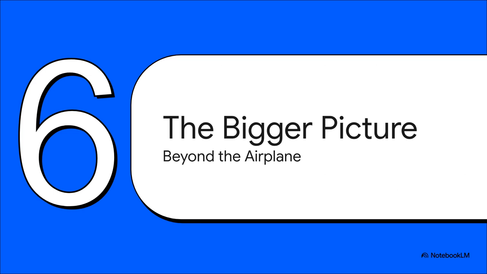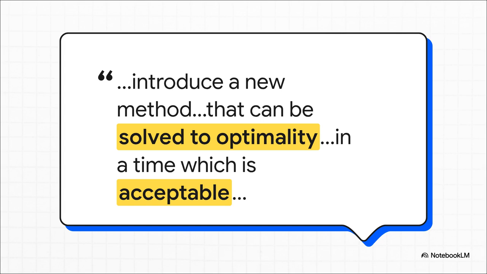So what does all this mean beyond just loading planes? Let's zoom out for a second. This quote from the original paper by Mongeau and Bess really says it all. Their goal was to create a new method that could be solved to optimality, to find that one perfect answer, in a time frame that actually works in the real world. They turned a complex process that often relied on experience and guesswork into a clear, repeatable, and perfect science.